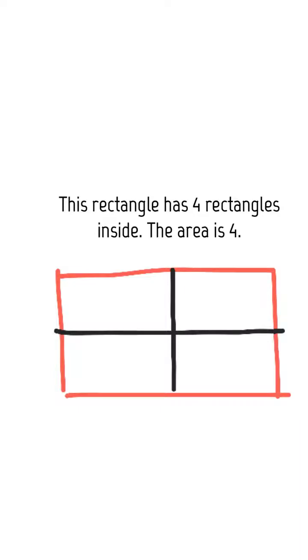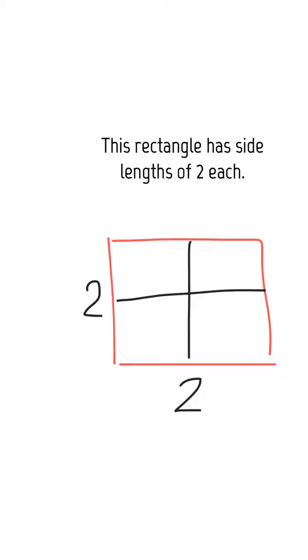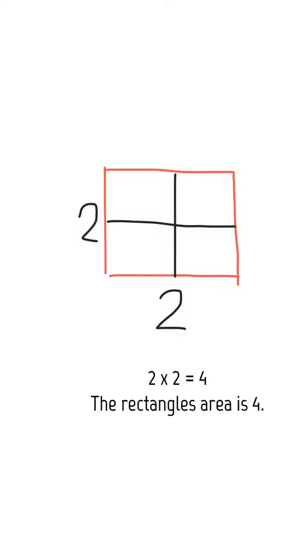This rectangle has 4 rectangles. The area is 4. This rectangle also has side lengths of 2. That means that each side length is 2 units long. To find the area of this shape, we can multiply the side lengths together to get the area.